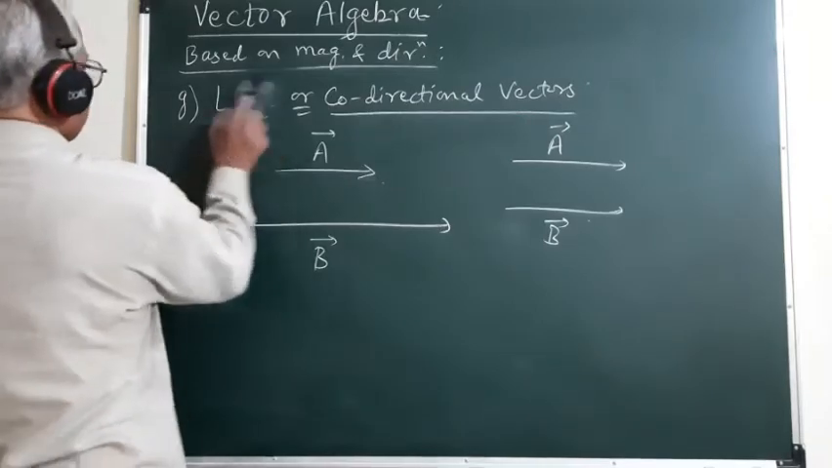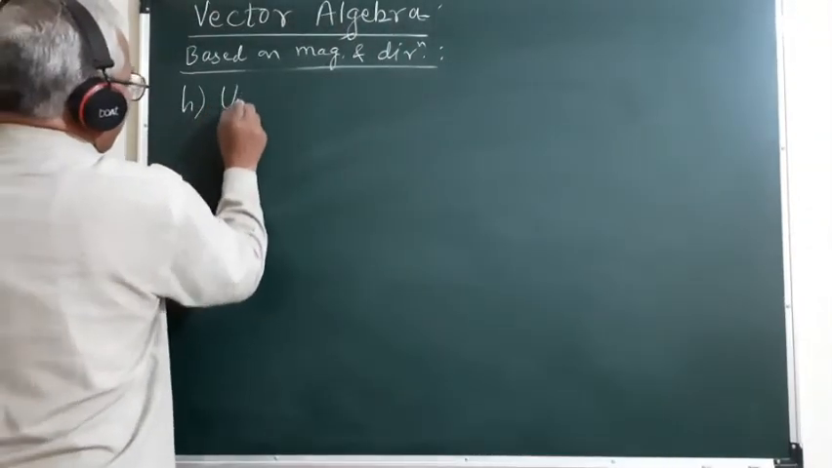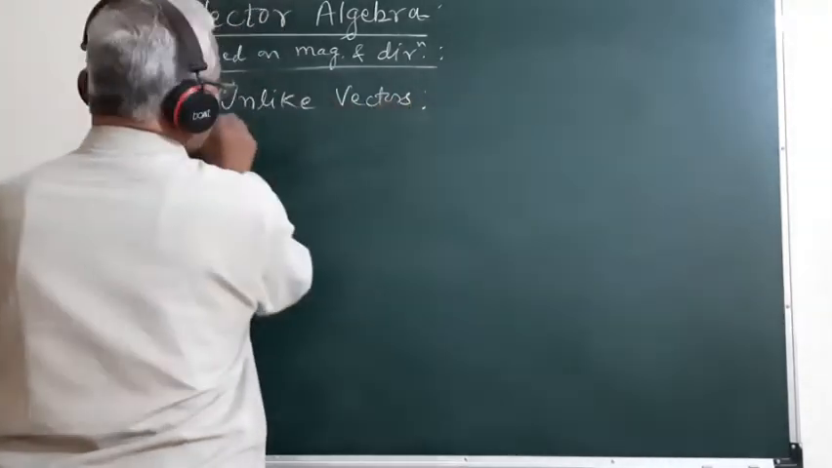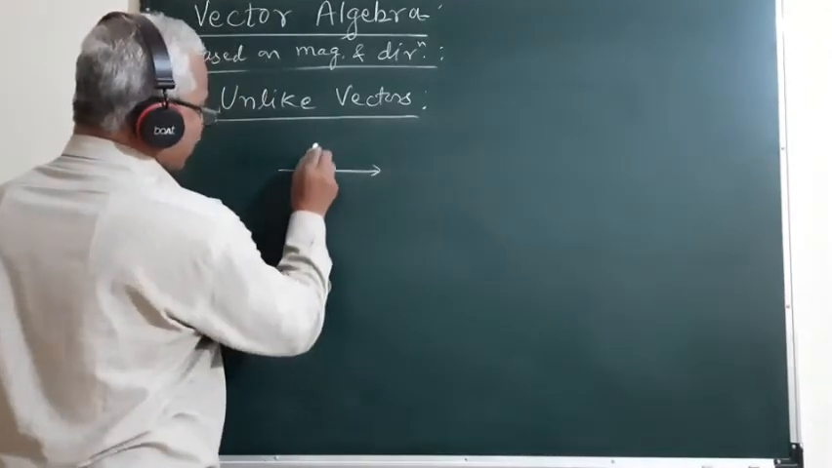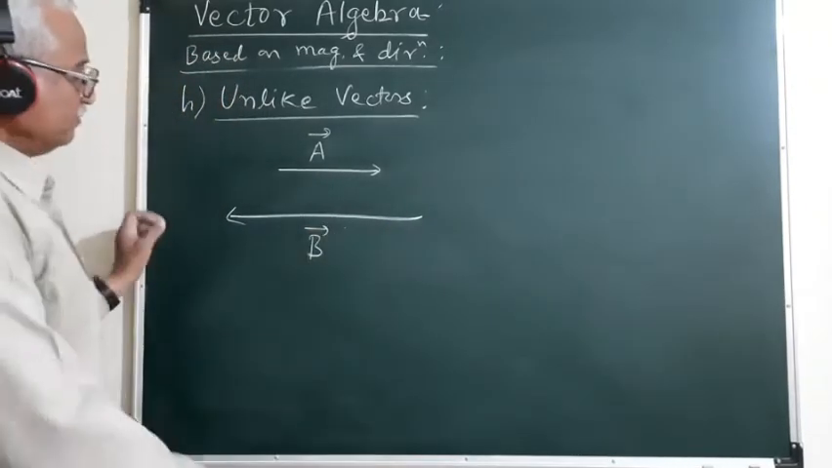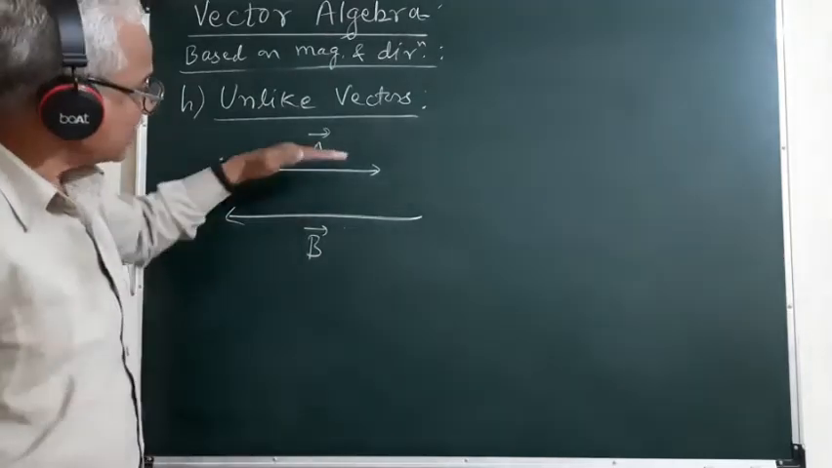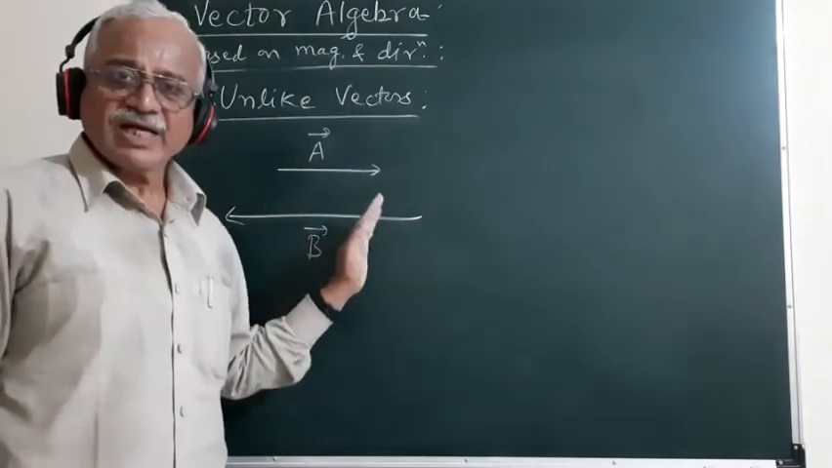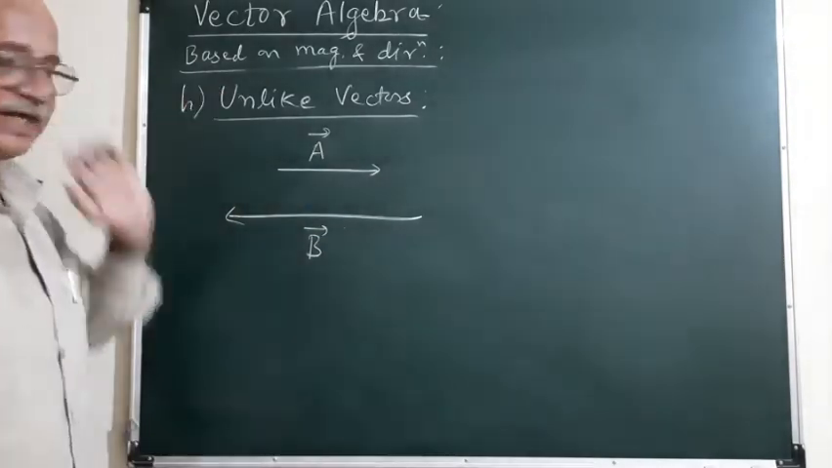Next is unlike vectors. The name of this vector itself indicates what these vectors are. See, if we have this vector A bar and the vector B bar, here the two vectors have opposite directions as well as different magnitudes. So, such two vectors having opposite directions and different magnitudes are called unlike vectors.